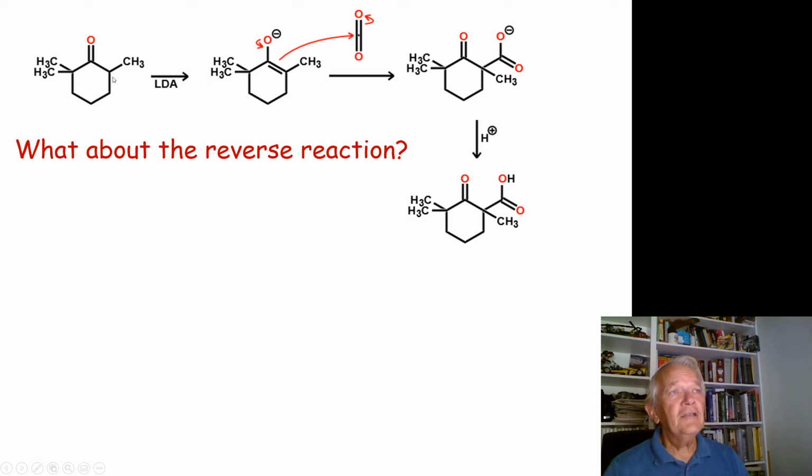Here's an LDA reacting with this ketone, and you know it gives this nice enolate. What you may not know, because we haven't talked about it yet, is that enolates will also react with carbon dioxide, just like a simple lithium reagent. So here our enolate reacts with carbon dioxide to give a carboxylate, which can be protonated to a carboxylic acid. Very similar type of chemistry, and again we get a nice carboxylic acid. Now, what about the reverse of this reaction?